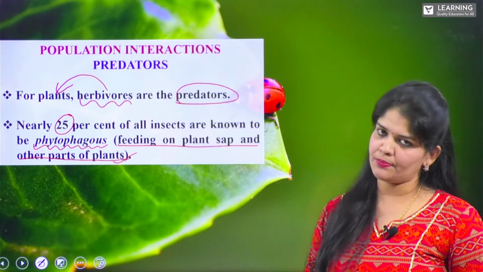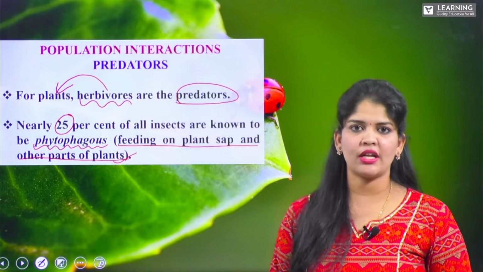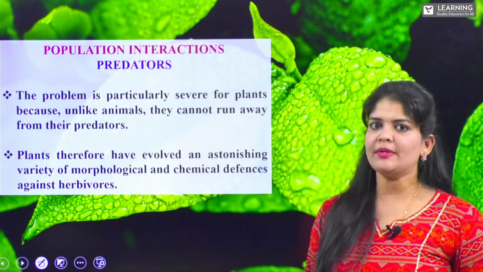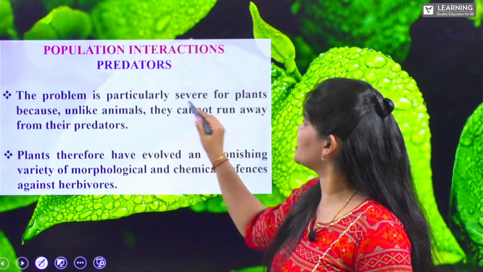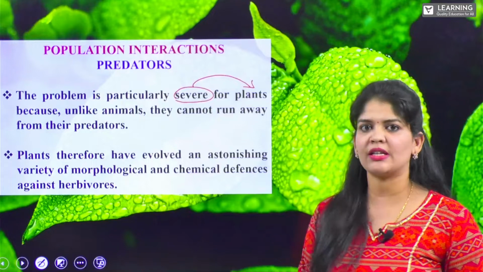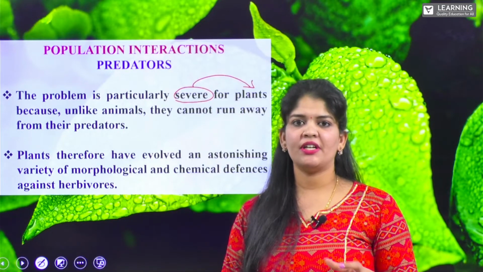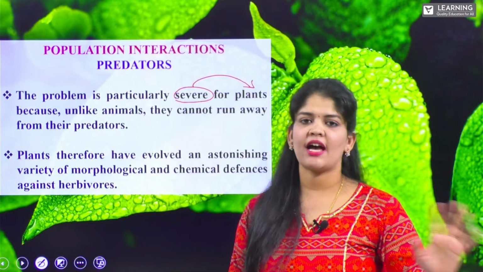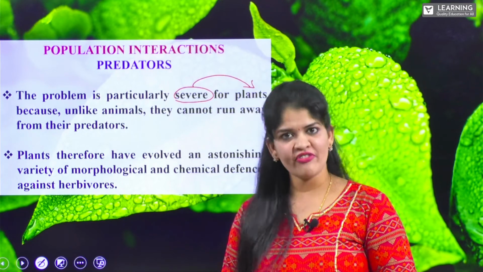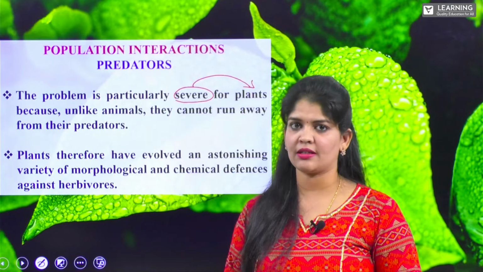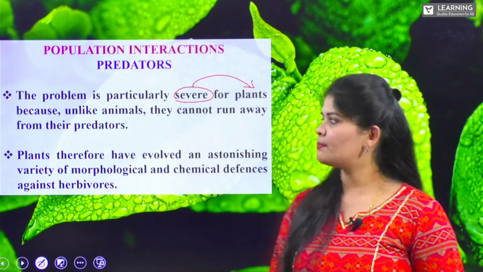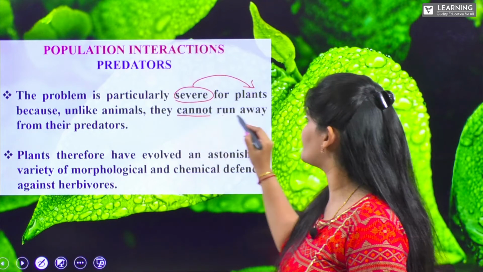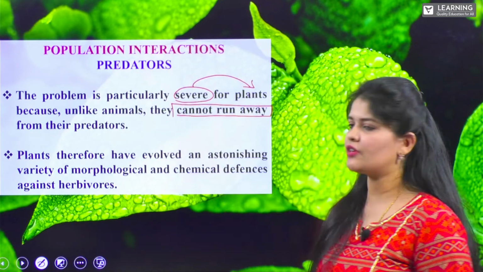25% of the insects feed on the plant sap as well as the other parts of the plant. The problem is particularly severe in the case of plants when compared to animals, because when the predator is coming close, the animal prey will move because it has locomotion. It can run, it can move faster such that it can escape from the predator. But that chance is completely absent in the case of plants. The problem is particularly severe for plants because unlike animals, they cannot run away from the predators.